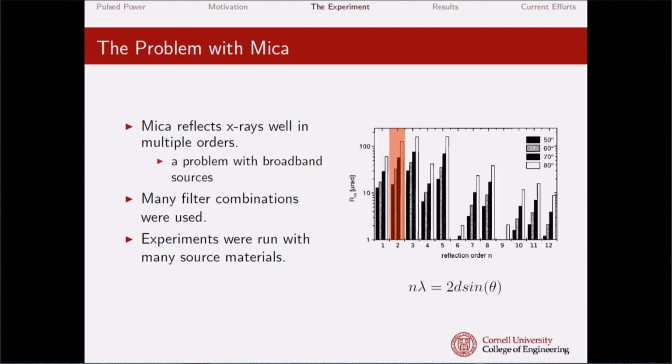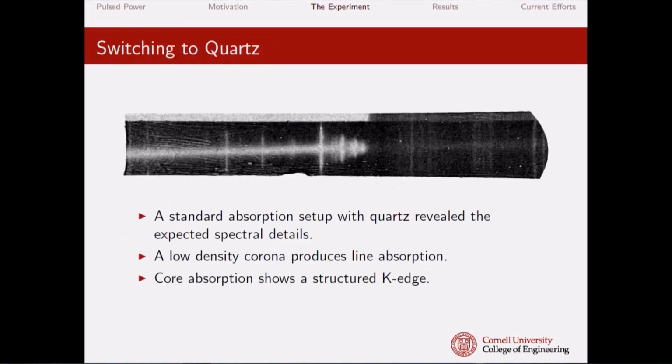And if you've got a nice broadband source of X-rays like the pinch, then fifth order reflections fall in exactly the same place in your detector as second order reflections. This was identified early on in the design of the experiment, but we had hoped that through clever use of filter combinations and carefully selecting our source materials we could effectively only see the second order. But at this point, we realized that we may have overestimated our ability to do that.